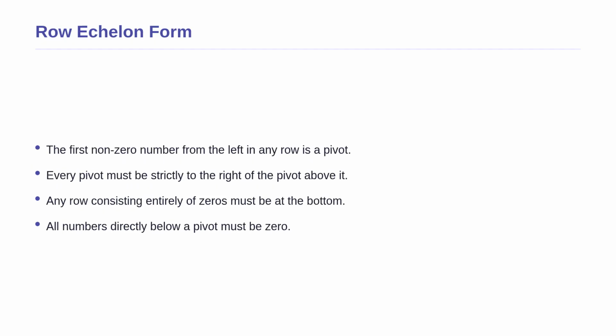With our tools in hand, our first major goal is to reach what is called row echelon form. The word echelon just means a step-like arrangement. A matrix is in this form if it follows a few strict rules. First, the first non-zero number from the left in any row is called a pivot. Second, every pivot must be strictly to the right of the pivot in the row above it, creating a descending staircase. Third, any row of all zeros goes to the bottom. Finally, all numbers directly below a pivot must be zero.